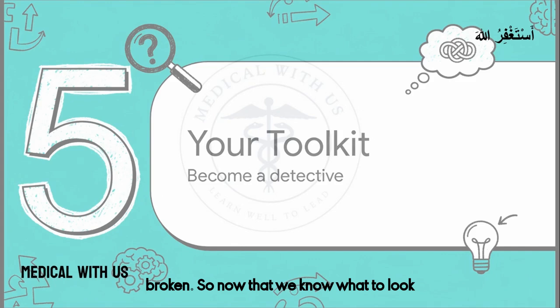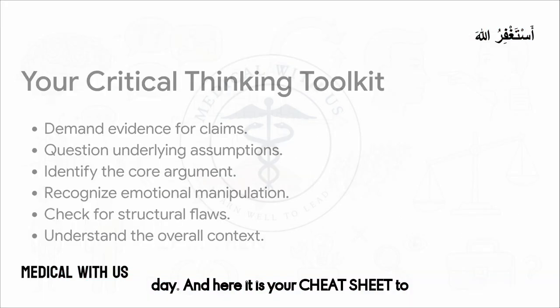So now that we know what to look out for, let's get to our last section. Section 5, your critical thinking toolkit. This is all about taking what we've just learned and turning it into a practical skill you can use every single day. And here it is, your cheat sheet to becoming a fallacy detective.